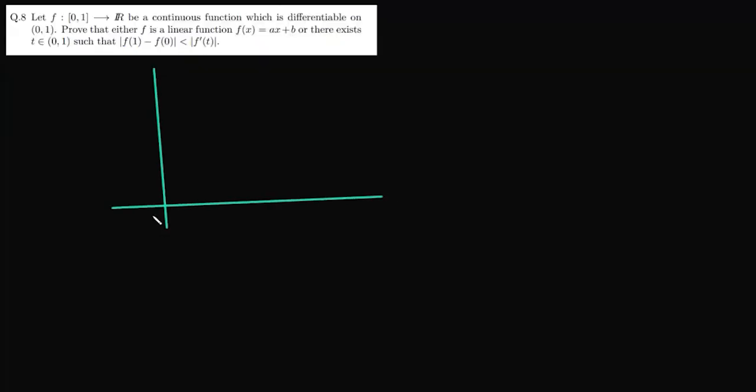Now this function is defined between 0 and 1. Without loss of generality, let us assume f0 is less than or equal to f1. So let us say this is f0 and this point is f1. Now we join these 2 points using a straight line and say this line is L.